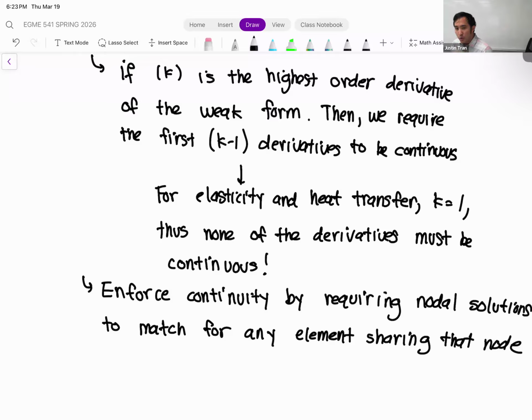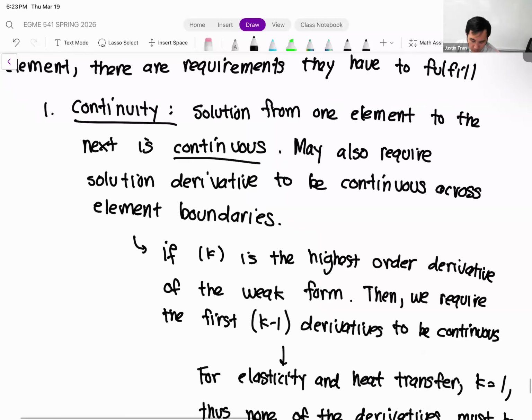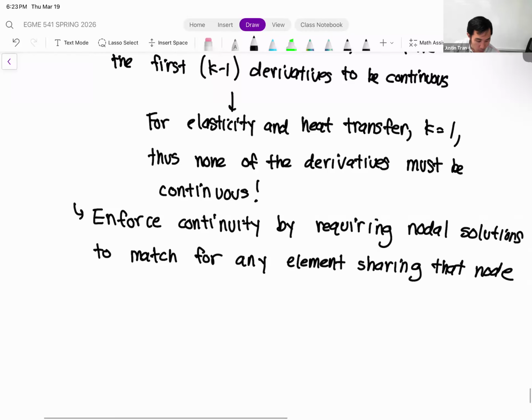But for now, you can think that every node that's not on the boundary is going to have exactly two elements that have to share that nodal solution. Okay. All right. So that's the continuity requirement. That's probably the most important one for what we're going to discuss. Okay. The next requirement that we have is called completeness.